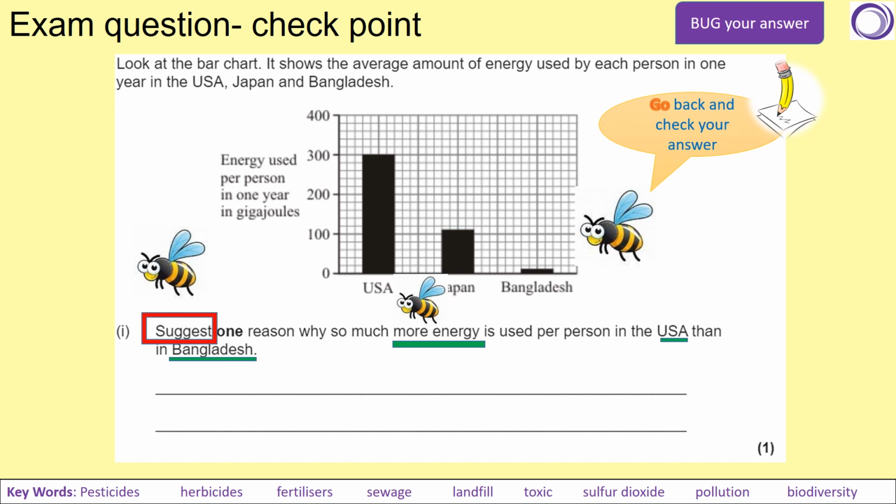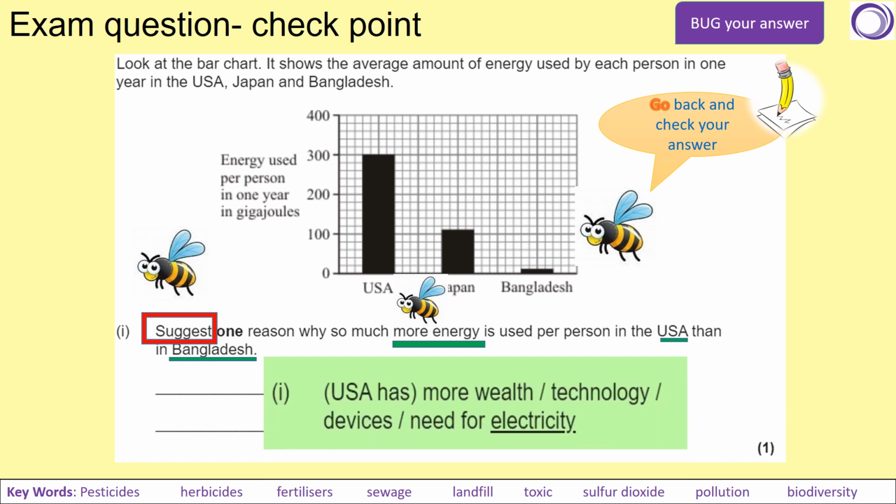And that's your 1 minute. How did you do? So you may know already that the USA is a developed country compared to Bangladesh. So your answer could be USA has more wealth or more technology, more devices and more of a need for electricity. Any one of those could get you the mark.